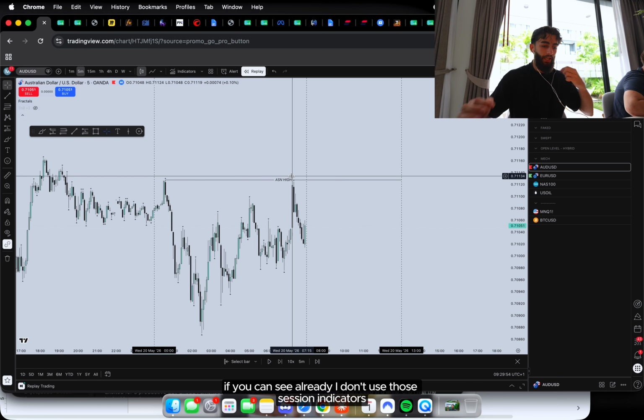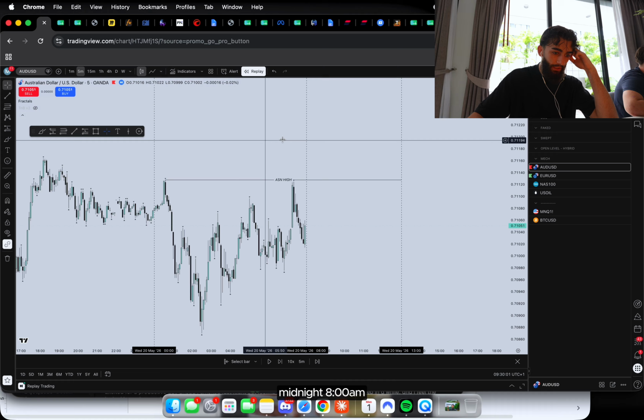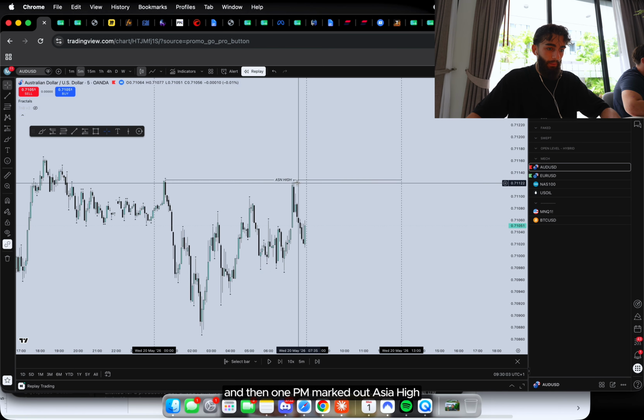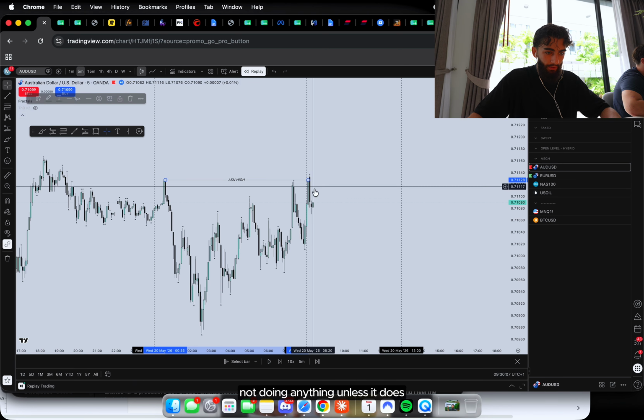If you can see already, I don't use those session indicators. They always mess up for me. So I just use the vertical line tool: midnight, 8 a.m., and then 1 p.m. Marked out Asia high. Wait for that to get taken. Not doing anything unless it does.